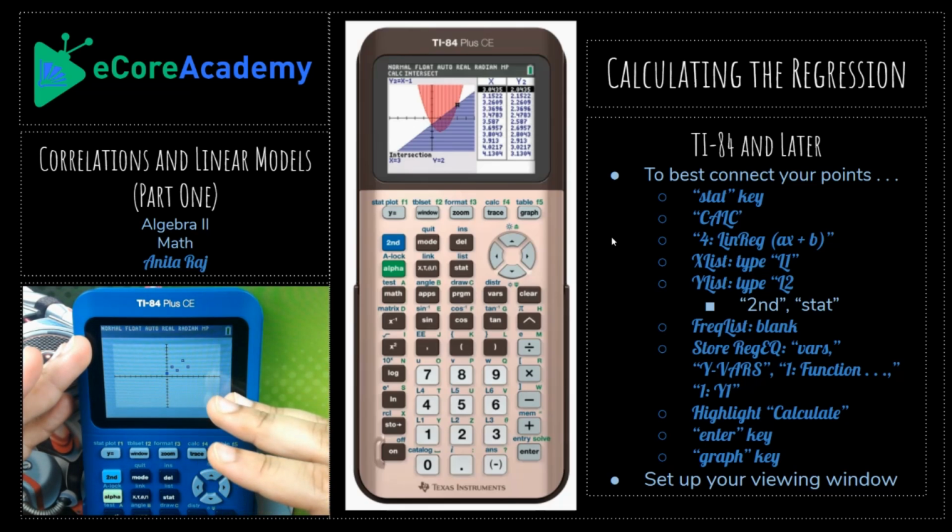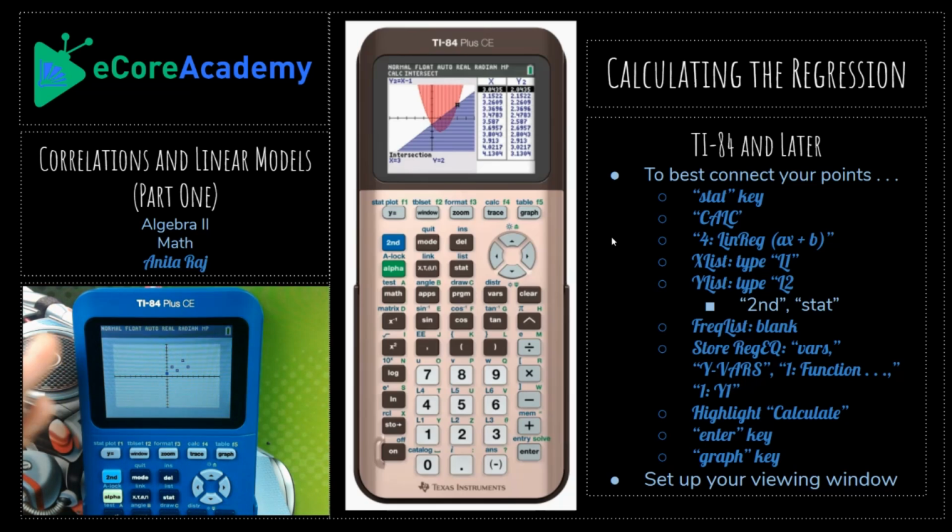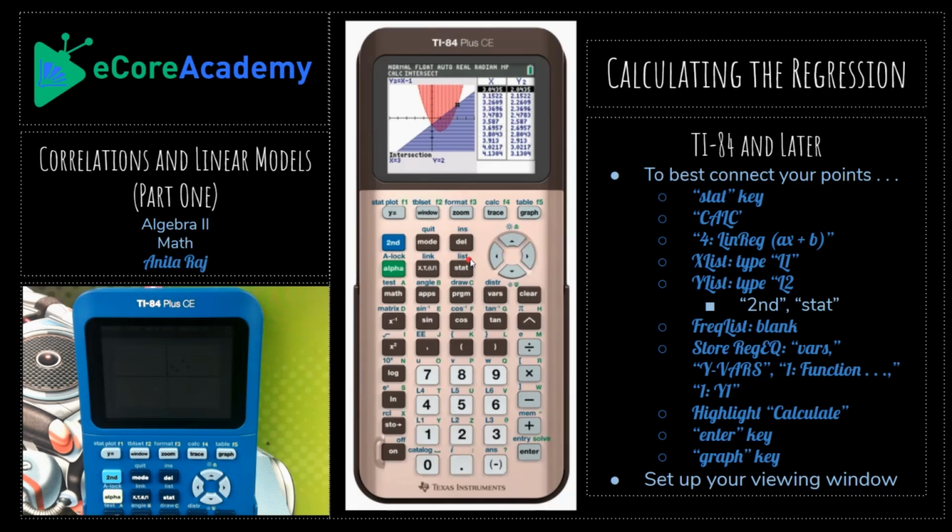This is for TI-84s and later to best connect your points, because you're trying to find that line of best fit. So first you want to hit the stat key, which is right here. Then go to the calc menu, and hit the fourth option, which is linear regression, which is ax plus b.